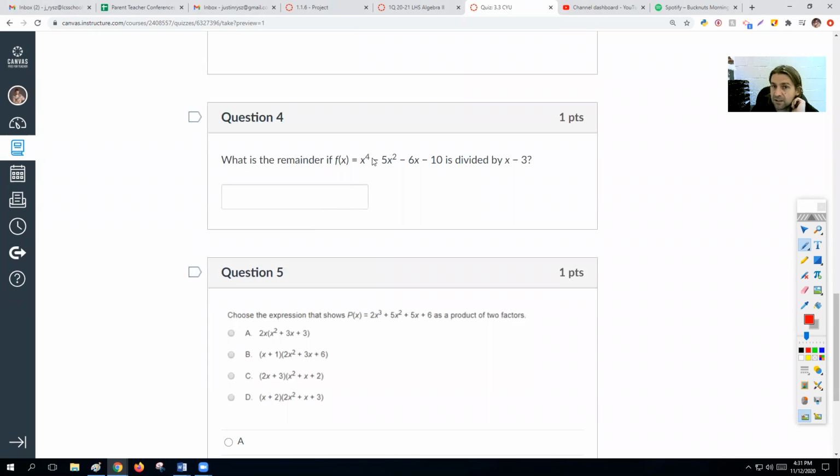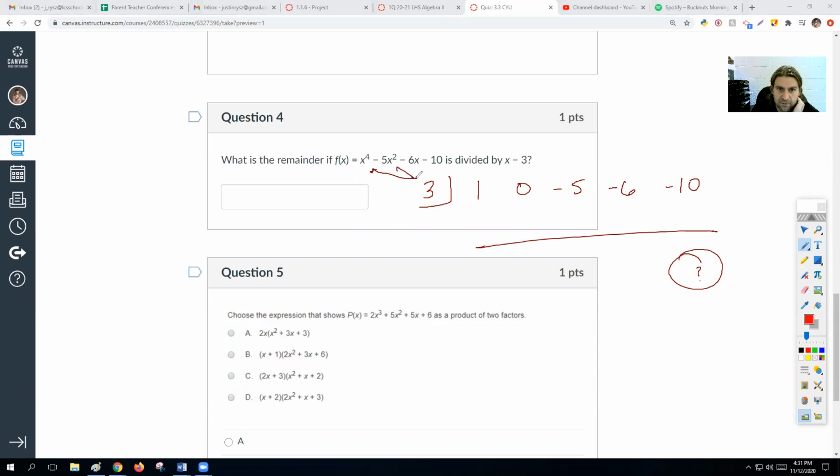Okay, so this problem here, if you want to find the remainder, you can set this up by doing 3 over 1x to the fourth, 0x cubed, negative 5x squared, negative 6, negative 10. Just figure out what the missing number is here at the end, or we could take this number 3 and plug it in for all of those. See what you get. So you get either answer.